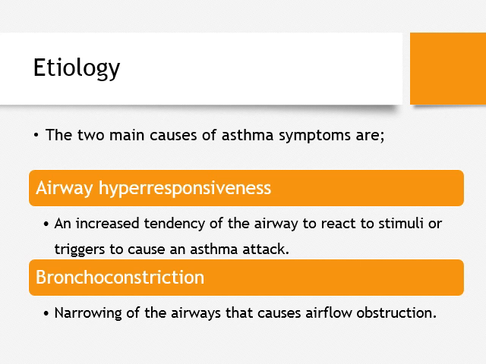In etiology, there are two main causes of asthma symptoms. These include airway hyperresponsiveness and bronchoconstriction. In airway hyperresponsiveness, there is an increased tendency of the airway to react to the stimuli or trigger to cause an asthma attack. That means there may be an external stimuli that will be causing an irritation to the respiratory tract, and there will be hyperresponsiveness of the respiratory tract. However, in bronchoconstriction, there will be narrowing of the airways that cause airflow obstruction.